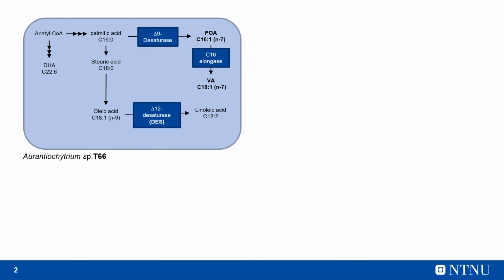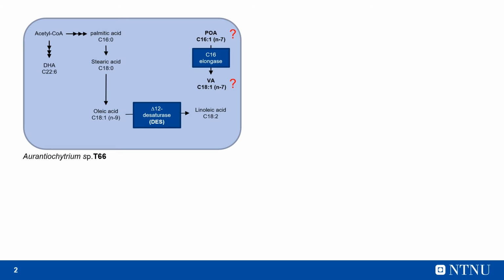Oronthiochytrium species T66 can make DHA, POA, and VA. In a standard fatty acid synthesis pathway, palmitic acid can be desaturated to POA and then elongated to VA. In the T66 genome, there is a C16 elongase, but no delta 9 desaturase. This raises the question: how are POA and VA synthesized in T66?